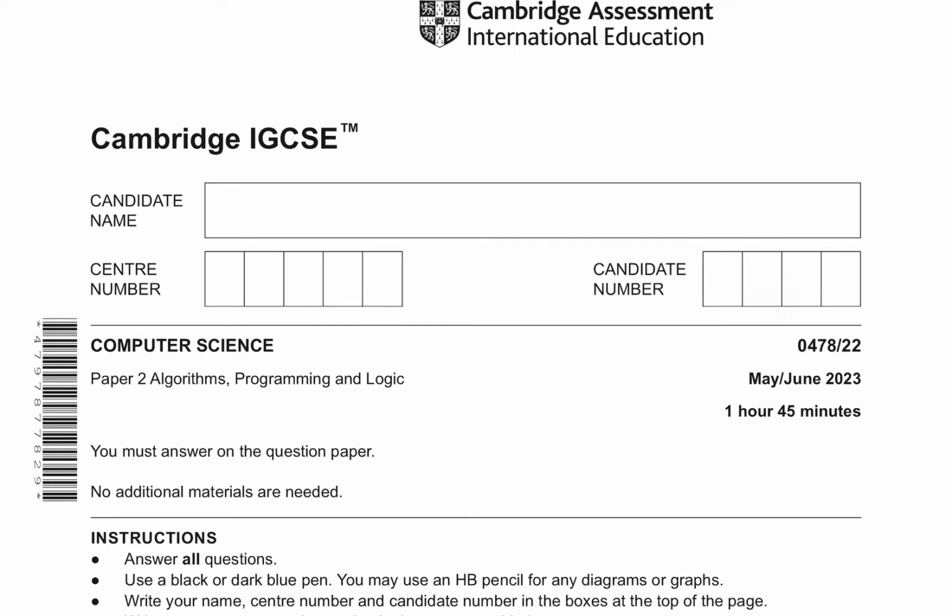Assalamu alaikum students. Second paper 2 we're going to do for May June 2023. It's about algorithm programming and logic.